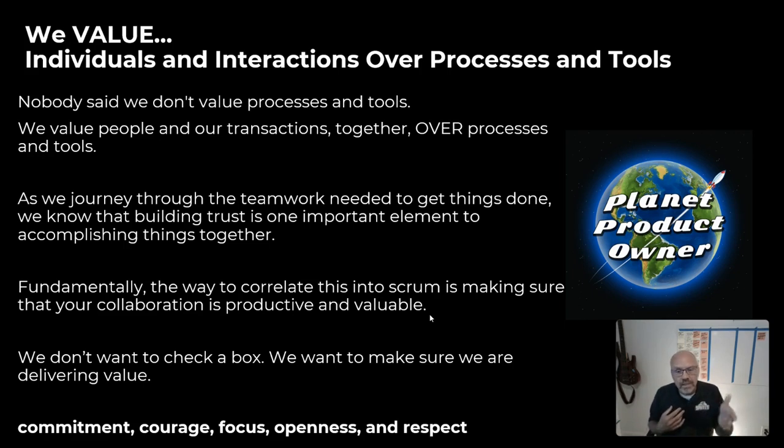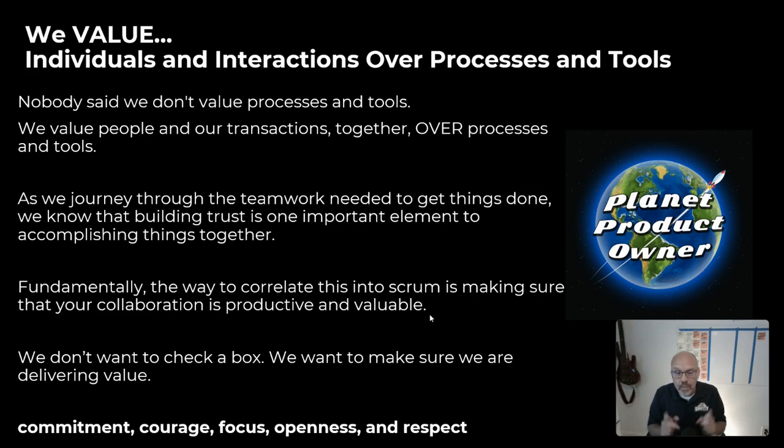Now, again, at the bottom, commitment, courage, focus, openness, and respect. So when we're reinforcing each of those five values of Scrum into the Agile Manifesto, into this value that we're talking about, individuals and interactions, it's not to say that we're not going to have a process that we should value, that we're going to meet on a regular cadence, for example. It's not that we don't put any value into the tools that we're using, whether it be Jira, Rally, ServiceNow, or whatever. Those tools are probably something that helps us arrive at the goal and create the value for us.